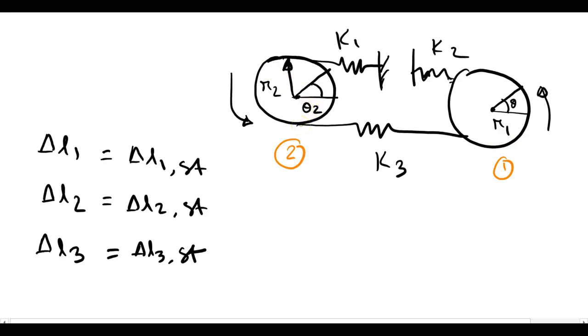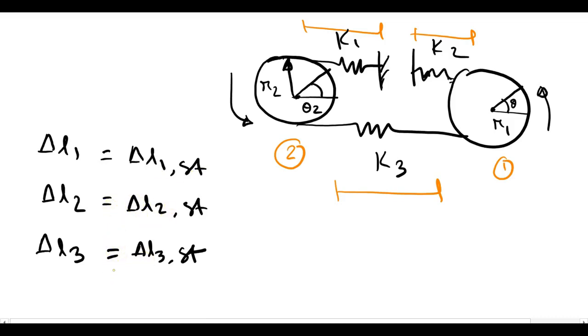Now we want to get the deflection of K1, K2 and K3, and as we did in the earlier example, we want to move the masses. Here we want to move pulley 1 and pulley 2, and we want to see their effects on K1, K2 and K3. As usual, we start with the static deflection. So this is the static deflection of K1, this is the static deflection of K2, and this is the static deflection of K3. So we write this expression for each spring.